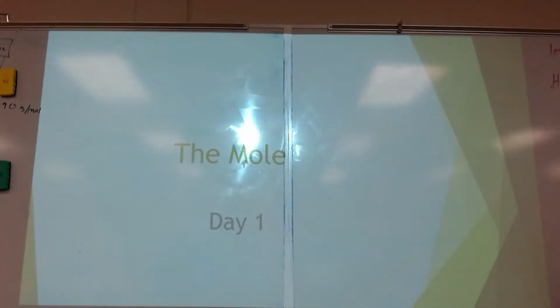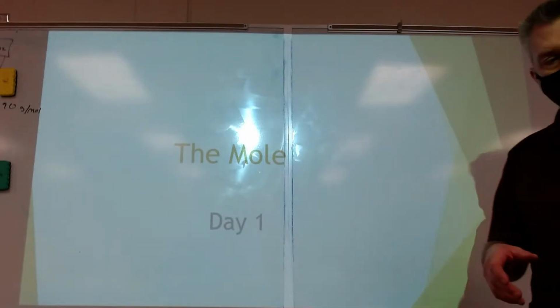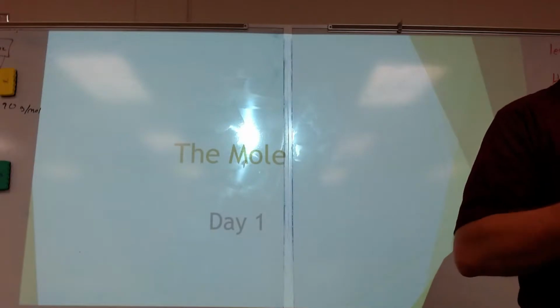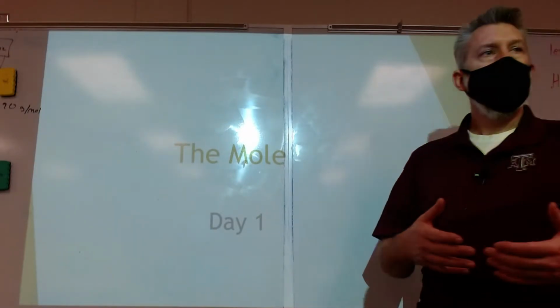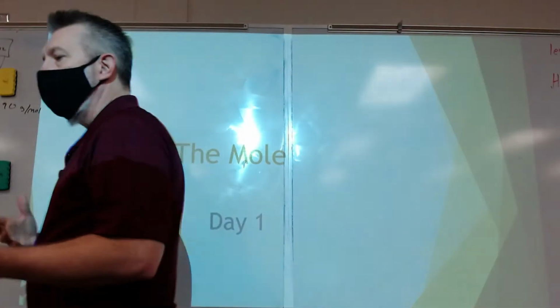Unlike 12 for a dozen, this number is really large. It's 6.02 times 10 to the 23rd. We introduced this a little bit last semester. We're going to come back to it, and we're going to stay on it over and over and over. I really want you to grasp how big a mole is and what a mole is.